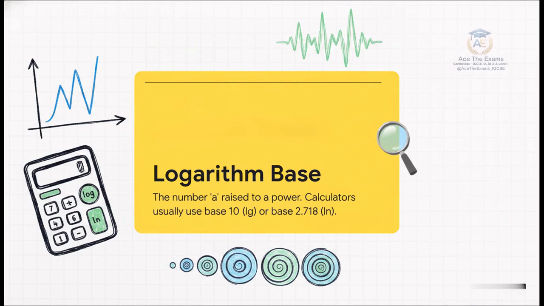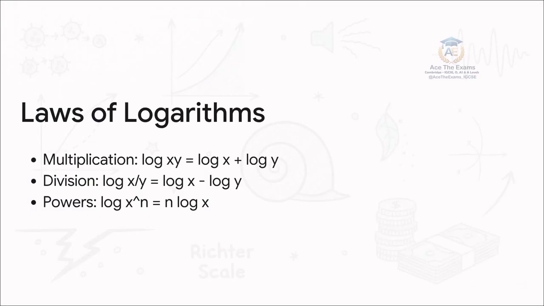Now, technically, you can use any positive number as a base. But when you are sitting in that exam hall, staring at your scientific calculator, you're generally going to rely on 2 specific buttons. There is base 10, which is often written as LG or just log, and then there is base 2.718, a very special mathematical constant known as e, which gets its own button written as ln, or the natural logarithm.